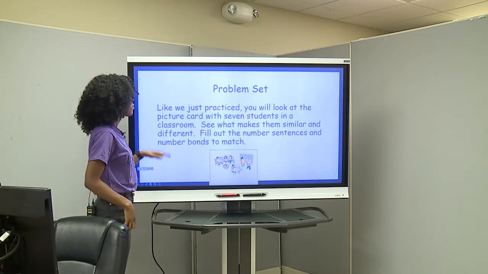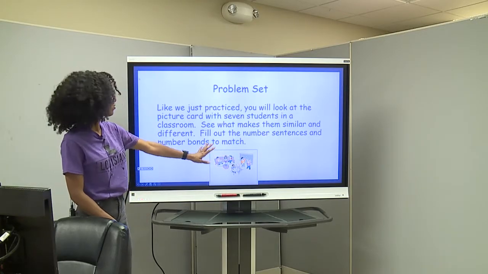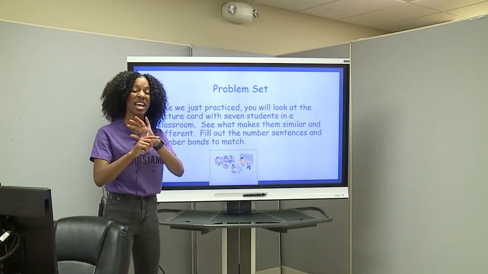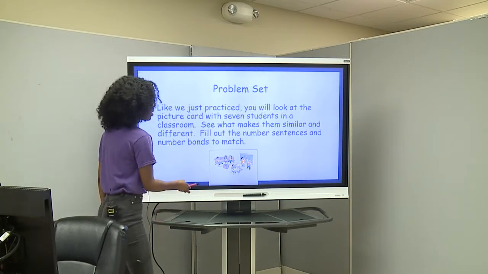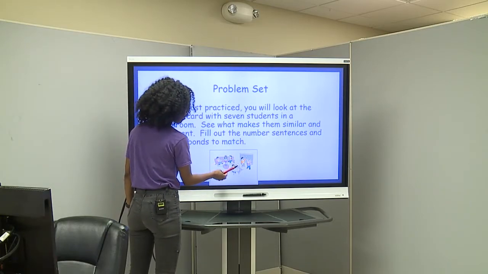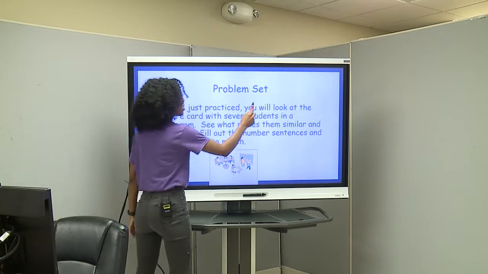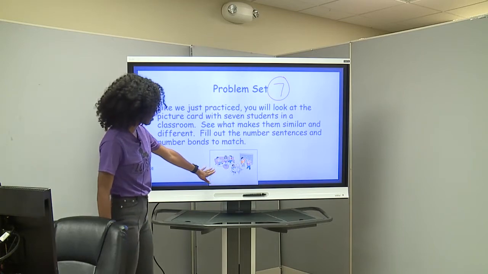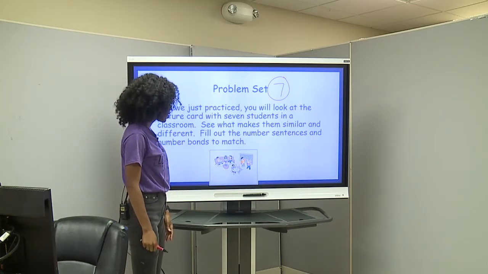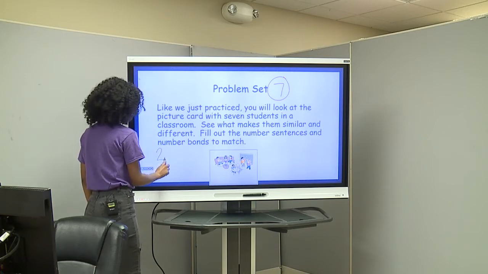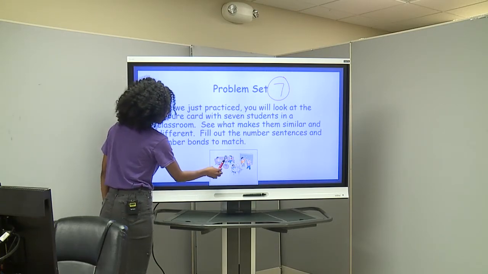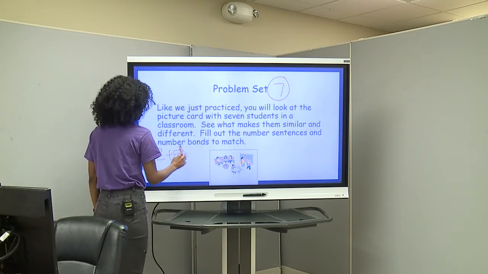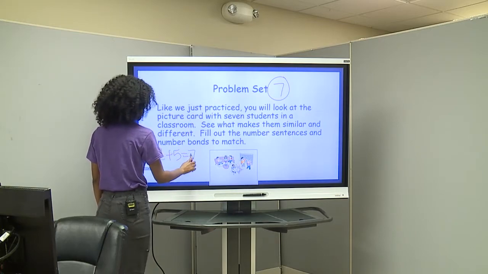Okay? Now, just like we practiced with our apples, we're going to look at this picture of the students in the classroom. Let's count how many students we have all together first so that you'll know your total. We have 1, 2, 3, 4, 5, 6, 7. So we have a total number of 7 students. So let's look at this for a second. How many students are sitting in the chair? We have 2 students sitting in the chair plus 1, 2, 3, 4, 5 students not sitting in the chair, which is a total number of 7 students.